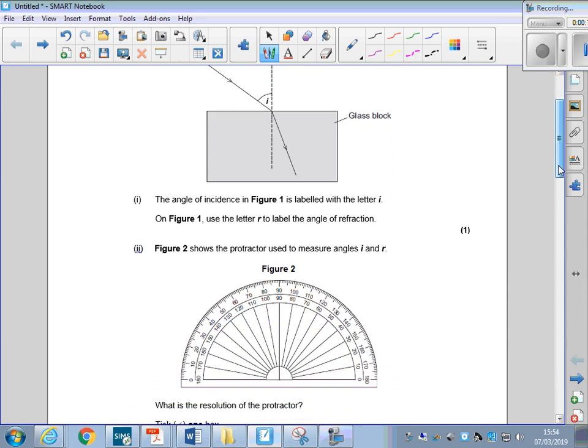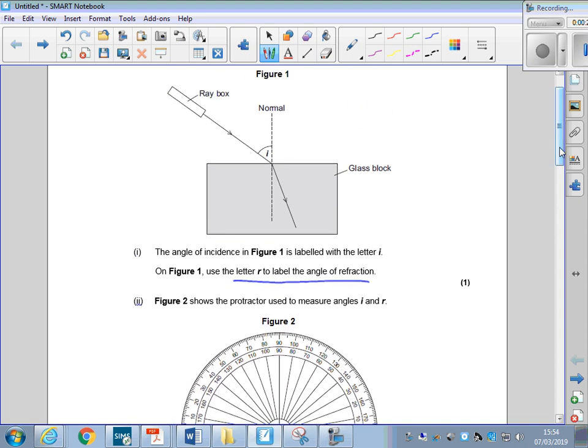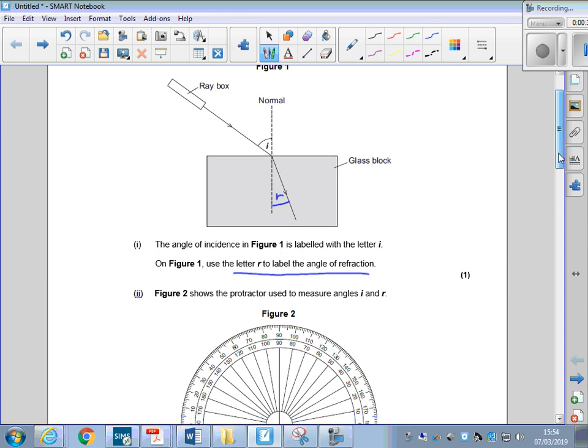So the angle of incidence in figure 1 is shown as labelled I. In figure 2, use letter R to label the angle of refraction. Okay, so here's our angle of incidence. So this is our angle of refraction. And if you forget to put an R in it, there is no reason why the examiner needs to give you a mark for it, because it does say put the letter R on there to label it.